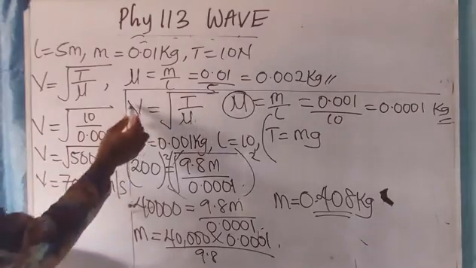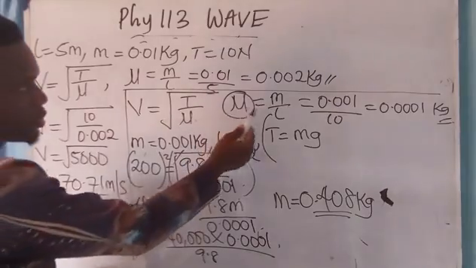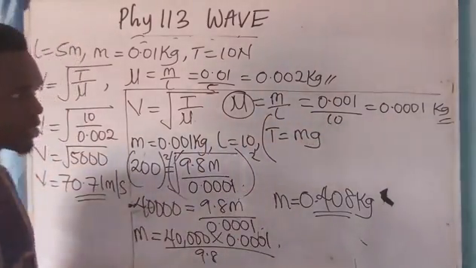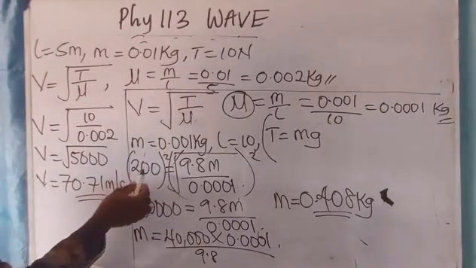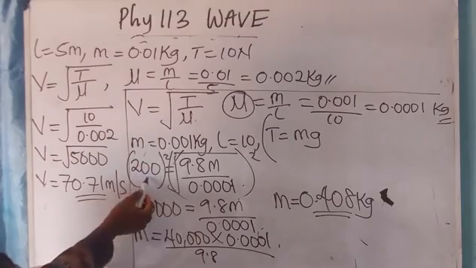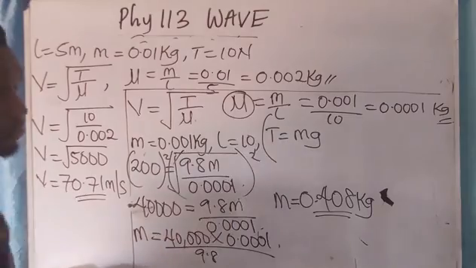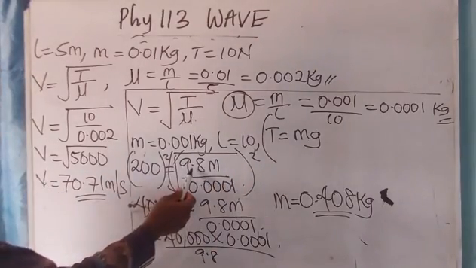It's clearer now. Velocity is the square root of tension over U, but U was not given. U is m over what? L. M is mass and L is length. After getting your value, you substitute. In doing that, you now have velocity as 200 in the equation. Then tension is what? Mass times gravity. Gravity is 9.8.